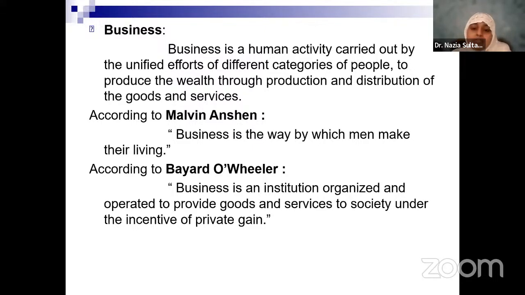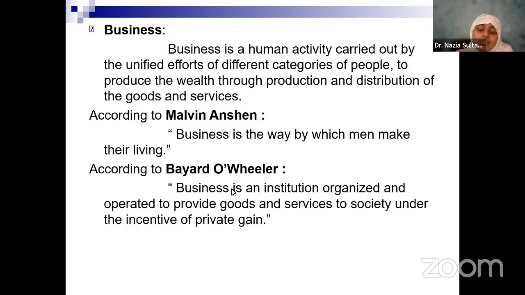So one of the activities of livelihood is to do a business. Then another definition about business is given by Wheeler, where Wheeler says that business is any institution which is organized and which operates to provide goods and services to the society. In return, they get back a private gain. That is nothing but a profit.